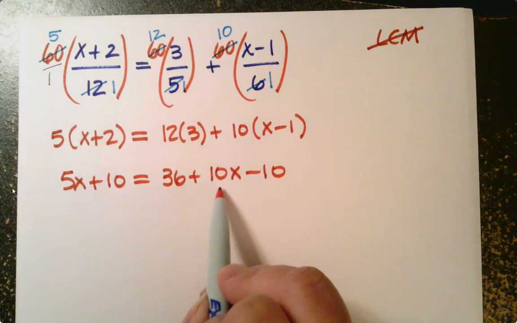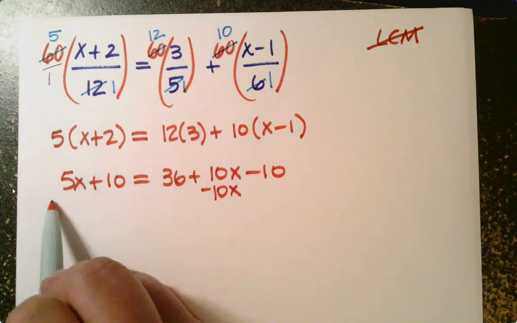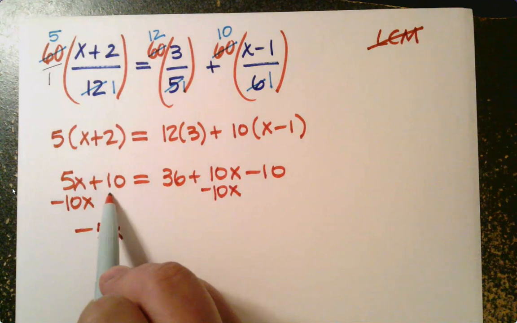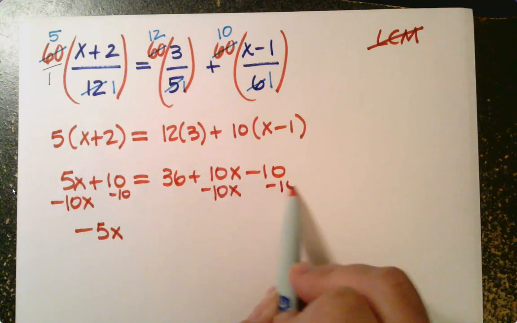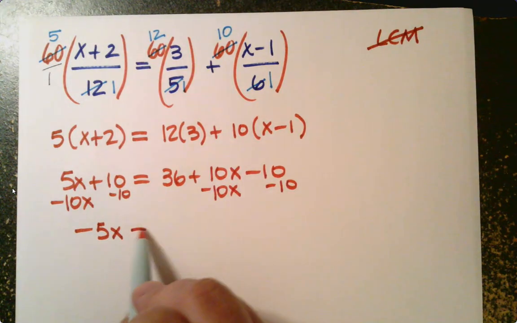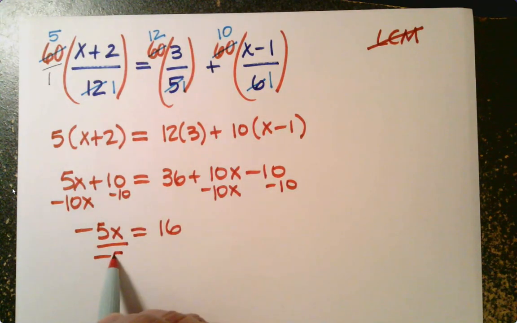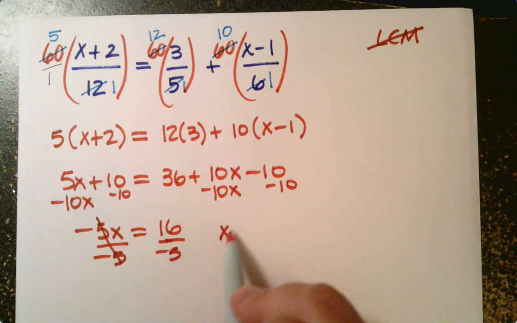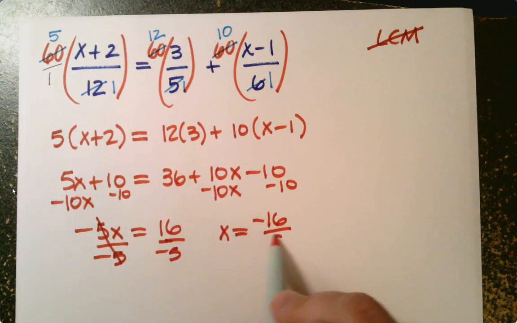Collect all my variables on one side. I'm going to move this over to the left, and I have negative 5x over here. I'm going to move the 10 over here, and I have 36 minus 10 minus 10. That's 16. And x equals negative 16/5.